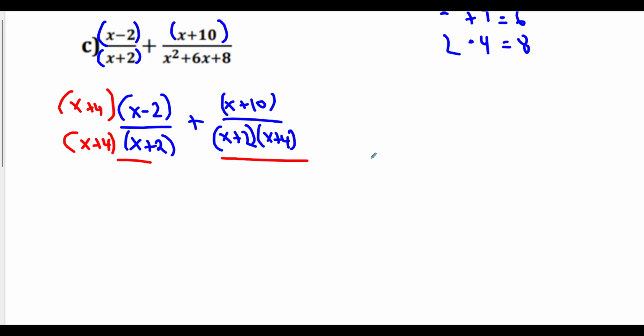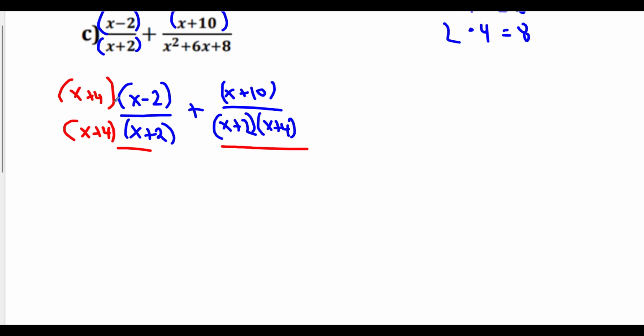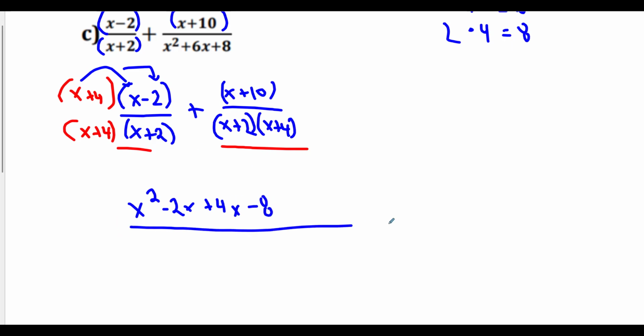Now if I do this, the denominators are going to be common. So what is x plus 4 times x minus 2? Well, you have to use some grade 10 FOIL techniques. That's going to be x squared minus 2x plus 4x minus 8. And here's a very, very important thing to save your life. Do not expand the denominator. Keep the denominator in factored form. That is how we wanted.